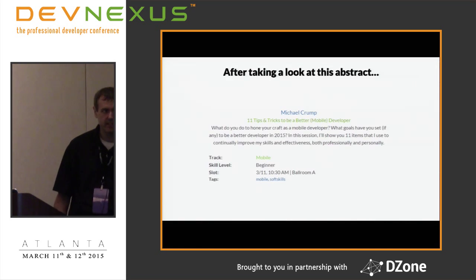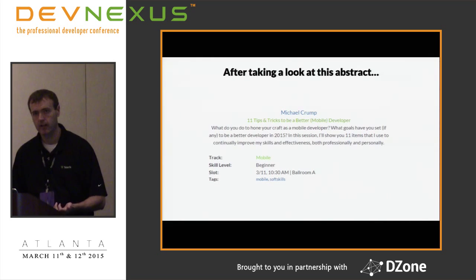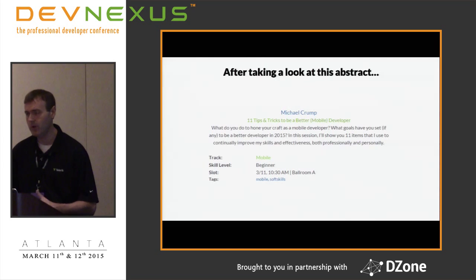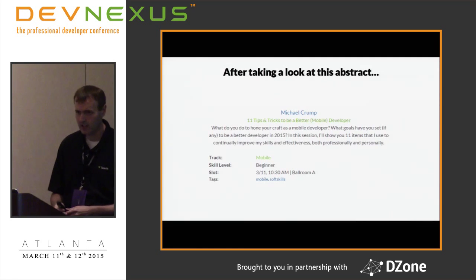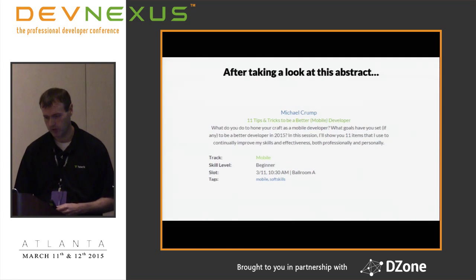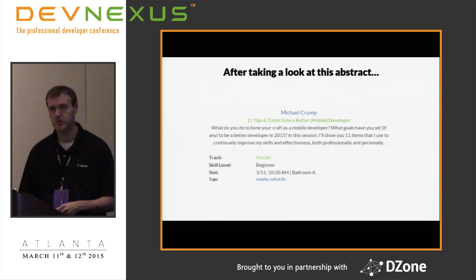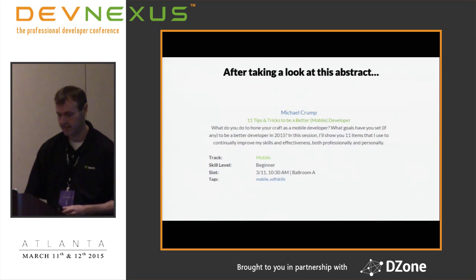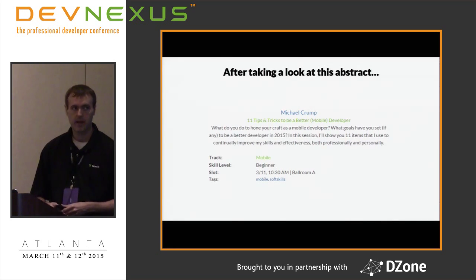So after taking a look at this abstract, a lot of people may come back and say, when I take a look at this, I'm not exactly sure. You see words like goals, 11 items, skills and effectiveness. All of that is basically to say, this is my roadmap that I started planning when I first started building the talk.